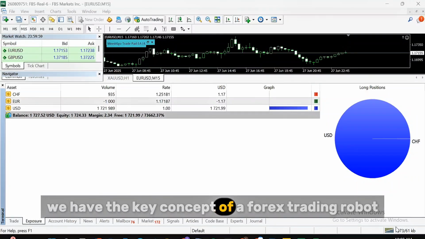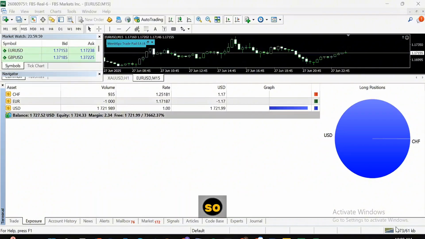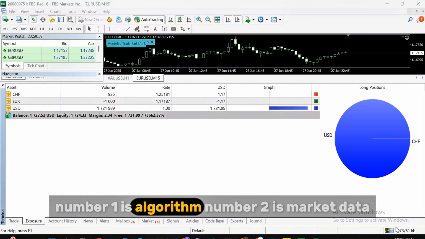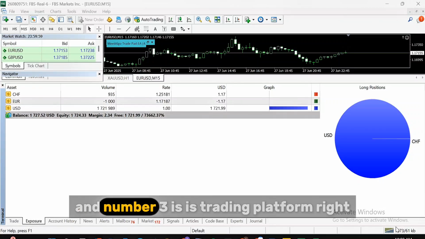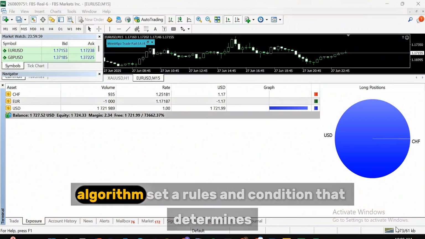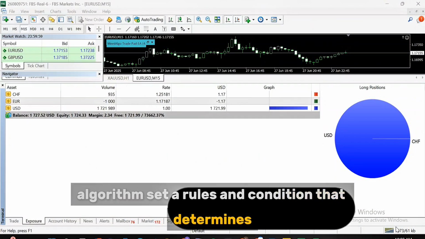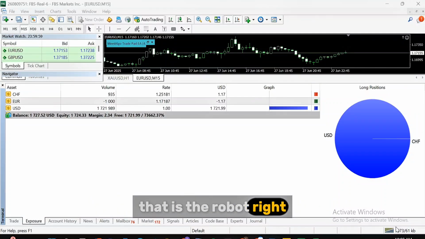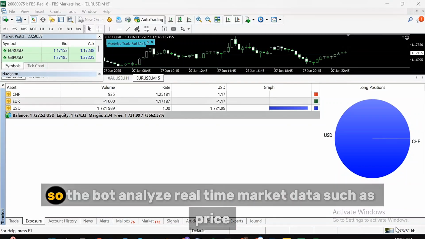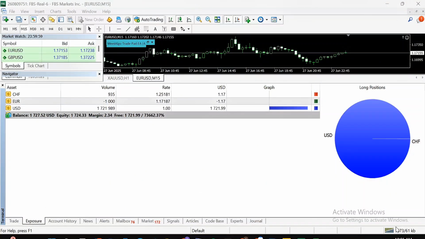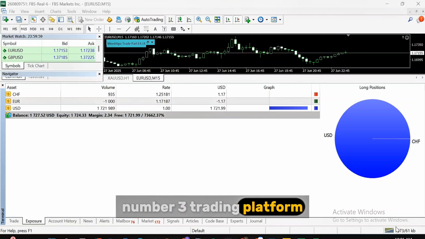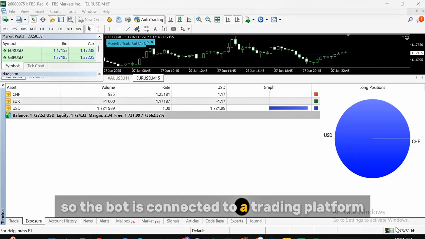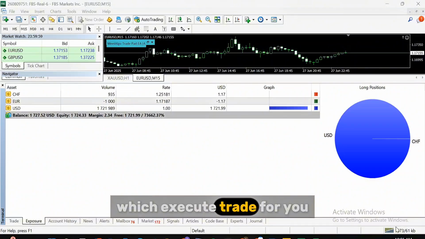So we have the key concepts of a forex trading robot, which I'm going to mention now. There are three concepts of a forex trading robot. Number one is algorithm, number two is market data, and number three is trading platform. Right now, number one, what is an algorithm? The algorithm sets the rules and conditions that determine when to buy or sell a currency pair, that is the robot, right? Number two, we have market data. The bot analyzes real-time market data such as price trends and indicators. Number three, trading platform. The bot is connected to a trading platform which executes trades for you.